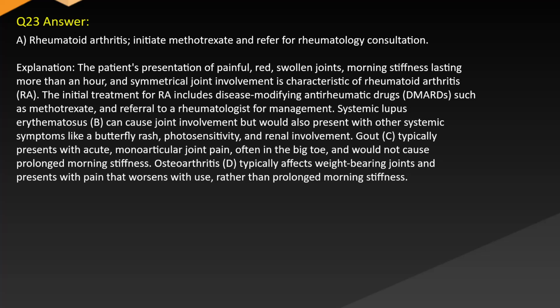Answer A. Rheumatoid arthritis. Initiate methotrexate and refer for rheumatology consultation. Explanation: the patient's presentation of painful red, swollen joints, morning stiffness lasting more than an hour, and symmetrical joint involvement is characteristic of rheumatoid arthritis, RA. The initial treatment for RA includes disease-modifying antirheumatic drugs, DMARDs, such as methotrexate, and referral to a rheumatologist.